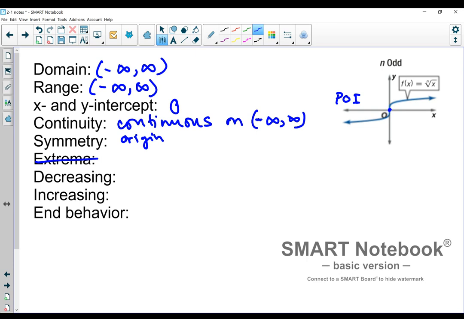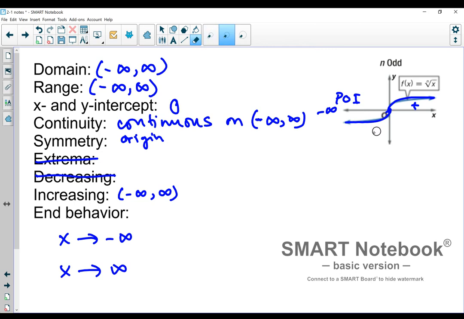So decreasing, let's think about that. My graph is going up, and then the graph changes shape, and then it's still going up. So I don't have any decreasing, but I have increasing from negative infinity to infinity, and my end behavior. So I need to think about as x goes to the left, or negative infinity, as x goes to the right, or positive infinity. As I'm going to the left, my graph is really going down, not to be confused with the plus sign that showed my slope was going up.